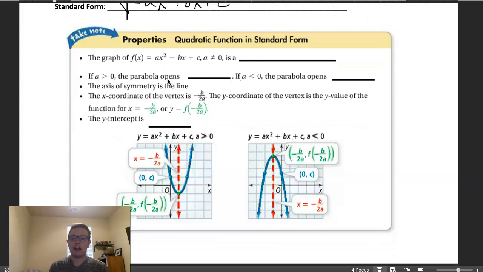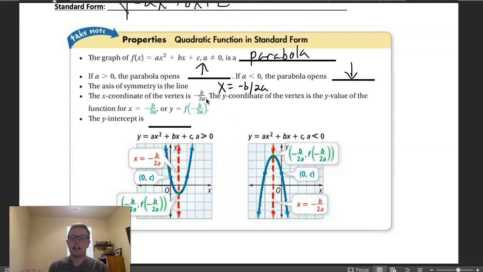Let's take some notes. The graph of a standard form, it's a quadratic. The graph of a quadratic is always a parabola. If a, just like with the vertex form, if a is greater than 0, or if a is positive, it opens up. If a is negative, the parabola opens down. This is where we get a little bit more confusing. The axis of symmetry goes through the point x is equal to minus b over 2a.